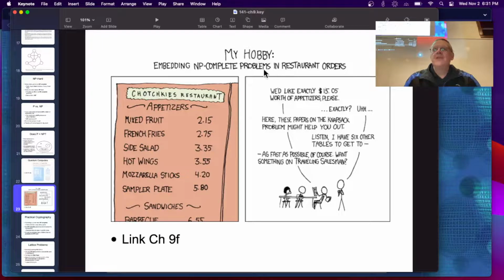Anyway, here's the XKCD making a joke about it. If you have a list of objects and prices, and you say I want exactly this many dollars' worth of appetizers, that is the knapsack problem. What combination of these will add up to just that total? And it is more difficult than you think. Of course, for a very short list like this, you can solve it by brute force, but it turns out to be surprisingly difficult to solve in the general case.